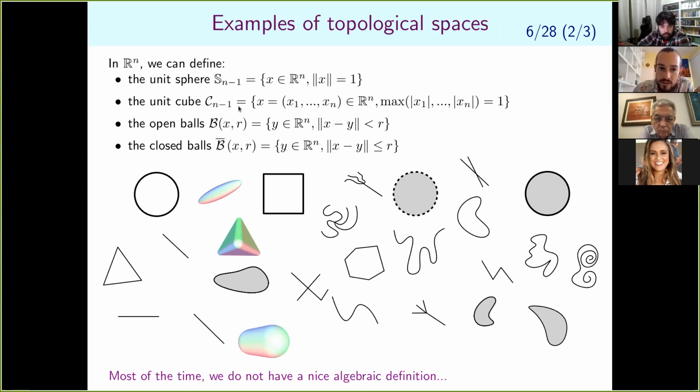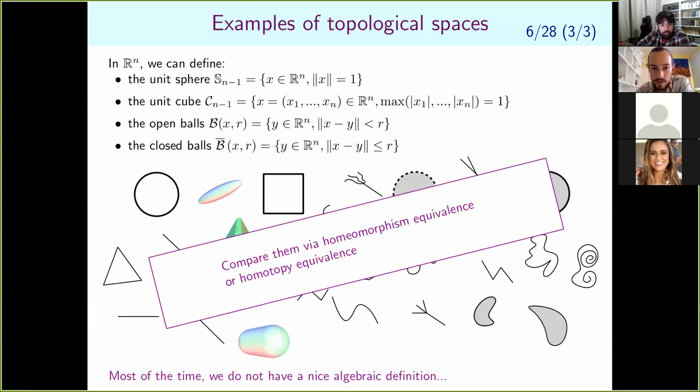But in this large collection of topological spaces, some of them share important properties, right? So what we will do now is try to classify these topological spaces into sets that share properties. And these classes we will design will be called homeomorphism equivalence classes or homotopy equivalence classes. So we propose two ways of gathering topological spaces. Let's start with homeomorphism equivalence.